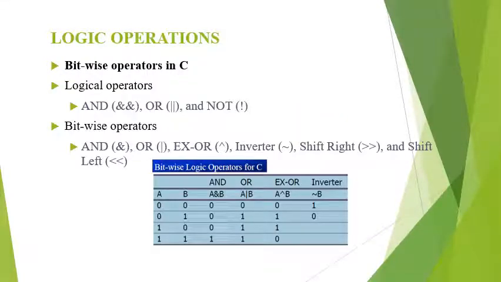Next topic is logic operations. In that we have logical operators, that is AND, OR and NOT, and bitwise operators bitwise AND, bitwise OR, XOR, inverter, shift right and shift left. So we can see the table where the AND operation, OR operation and XOR operation for the two input bits A and B is shown, and the inverter operation for bit B is shown.